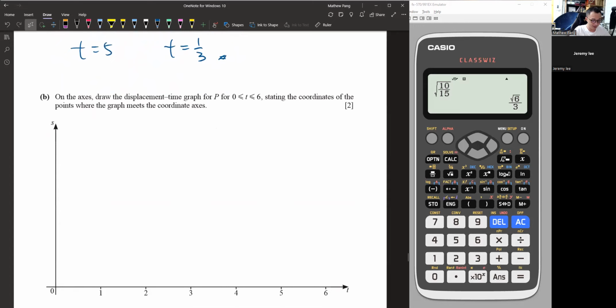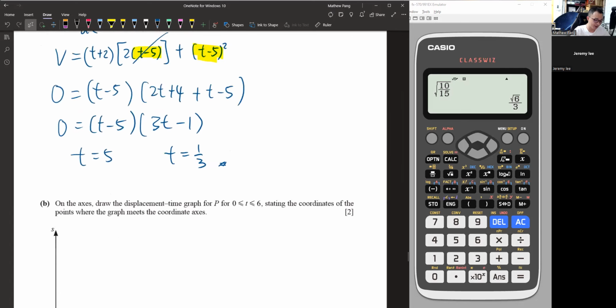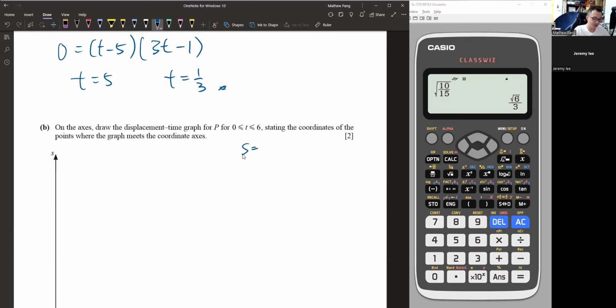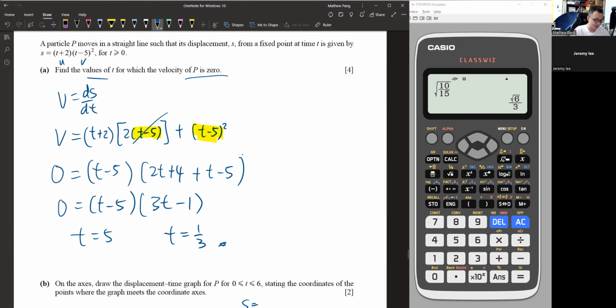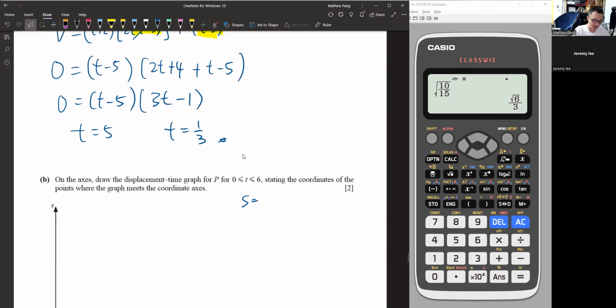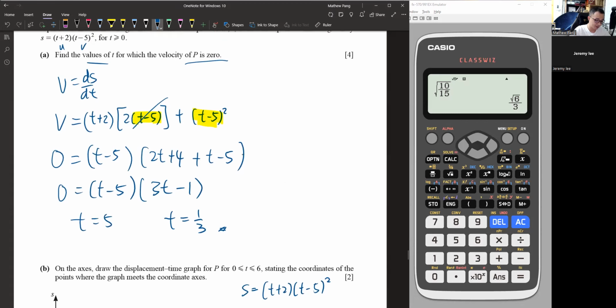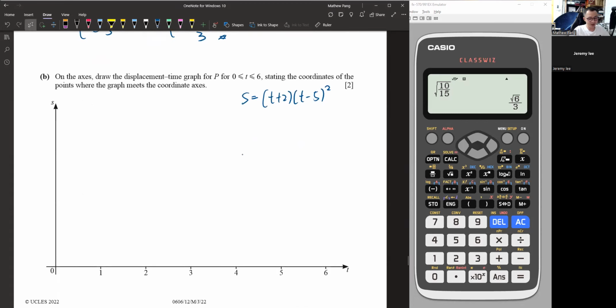Okay, then on the axes, draw the displacement time graph for P. So they want the displacement time graph. All right, I better copy down my s equation so it can help me to draw better: t plus 2 and t minus 5 squared. First thing is, I know this is a cubic equation, and I know t is positive. So if t is positive, the cubic equation will look like this.